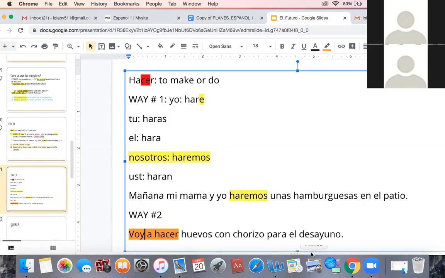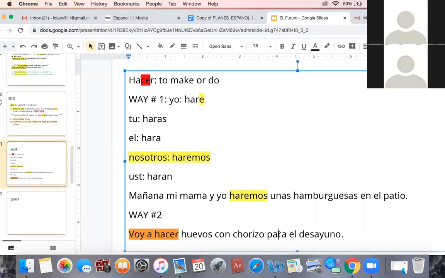And Faith, go ahead and finish the sentence. What does the sentence say? ¿Qué dice la oración? Just translate it, please. I will make eggs and chorizo. Desayuno for... Do you know what desayuno means? I totally forgot what that means. Breakfast. For breakfast. That's what it says. Okay. Entonces, but you get the point.